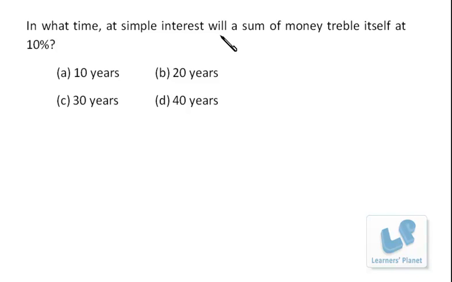Now here we are not given what the principal is. We just have to triple the money in a particular duration, and we have to find out that particular duration. We are given the rate of interest, that is 10%. Now we know the formula for simple interest, it's PRT by 100. Now let's go step by step for a better clarity of concept.